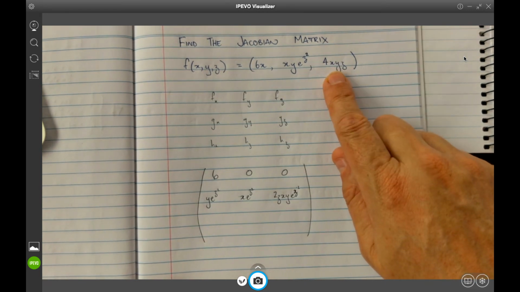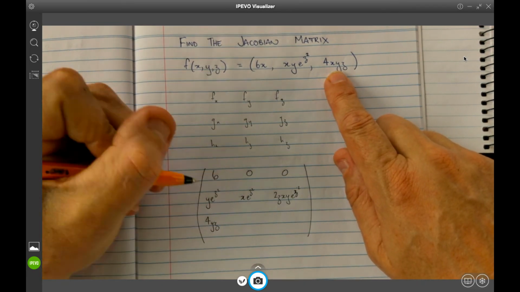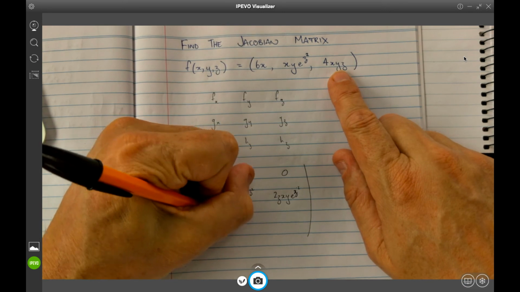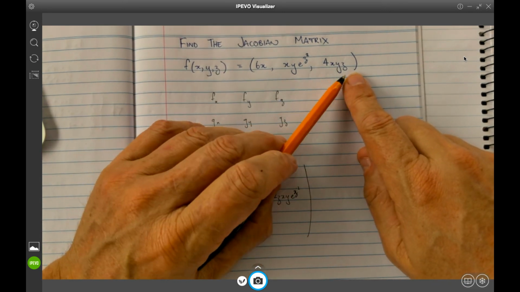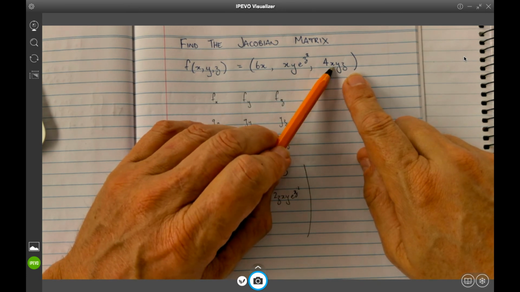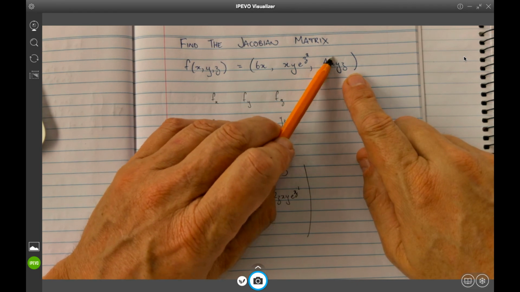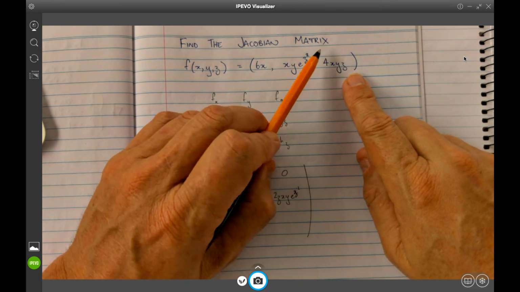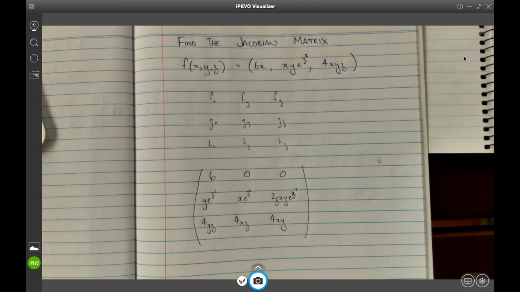And then we do exactly the same for the last one. So what's the derivative of this in terms of x? 4yz. What's the derivative in terms of y? 4xz. And if we're only finding the derivative with respect to z, that means the x and the y's are constants. So this is, again, like 20z. What's the derivative? Just 20. So in this case, it's 4xy. And that's all the Jacobian is.